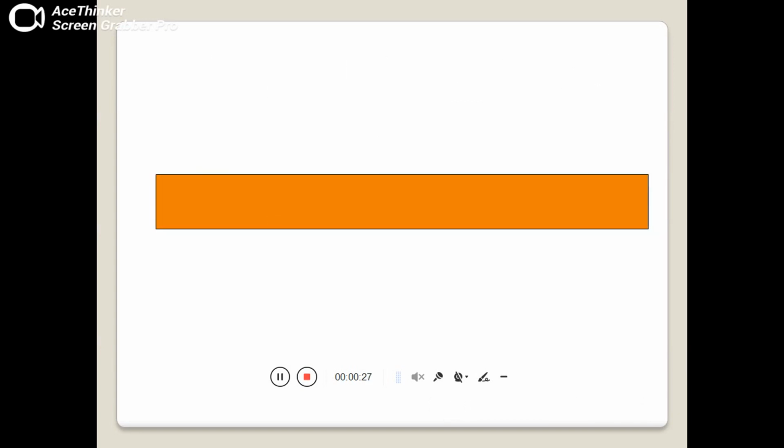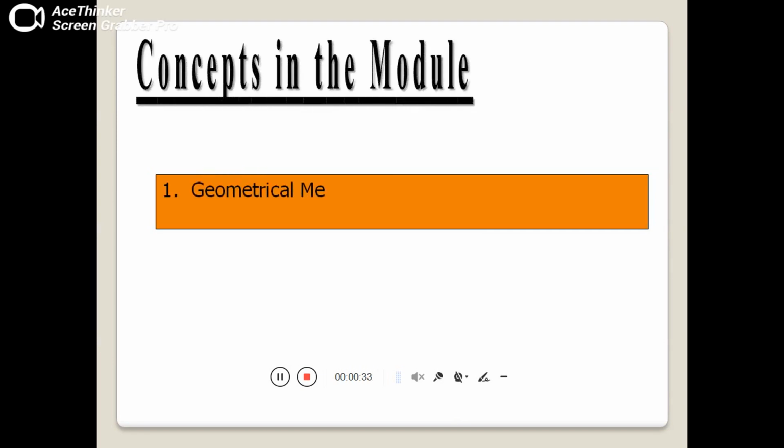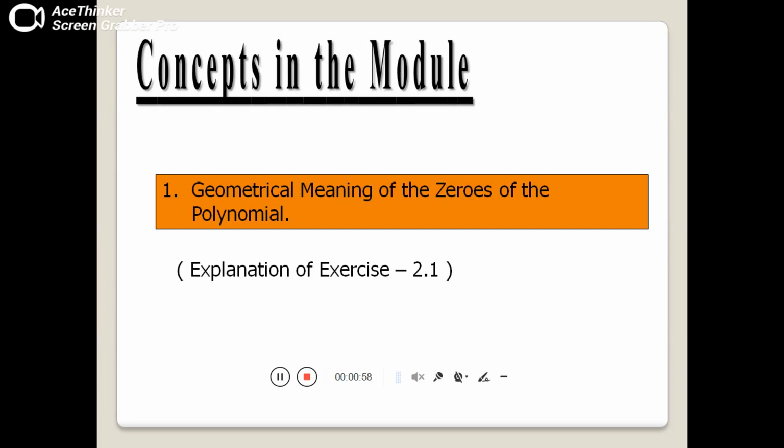Be safe. In this module, we are going to learn about the geometrical meaning of the zeros of the polynomial, which is a very important part of your chapter. In this, we are going to see the equations of polynomials represented in graphical form. Then we will understand the geometrical meaning of the zeros of this polynomial. With the help of this, you can solve exercise 2.1 very easily.